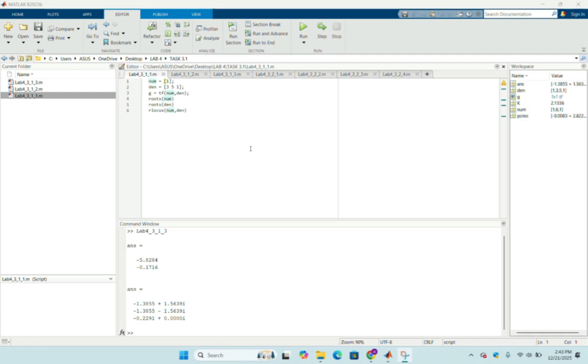My matrix number is 2312928888. Today I would like to do my Lab 4, which is root locus. For question 3.1.1, I typed this code, where the numerator is 1 and the denominator is [3 5 1]. G refers to my system, which in this question is G(s). So I wrote G equals the transfer function of the numerator and denominator.